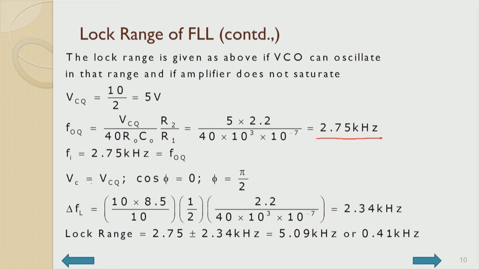What is done is VC as VCQ, cos phi has to be 0, so phi has to be pi by 2. So if I now apply Fi equal to 2.75 kilohertz, the phase shift automatically adjusts itself to pi by 2, so that cos phi is 0. So this is what is done, and delta FL is calculated, so VP dash by 10. That is the maximum change of DC from VCQ that can occur at the output of the phase detector average. Its input is VP dash by 10, and that into half because there is an attenuator there.